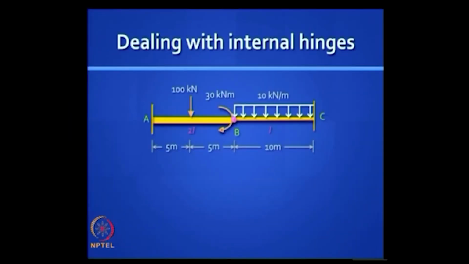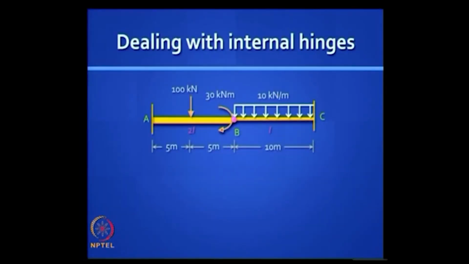So here if you notice I put it slightly to the left. So that 30 kilonewton meter is not a nodal moment. It's now a member end moment applied at AB. That's the first thing to note. But how do we handle that internal hinge? Any suggestions? Rotational degree of freedom is active. There are problems. What are the problems? At least tell me the difficulties you visualize with the internal hinge.